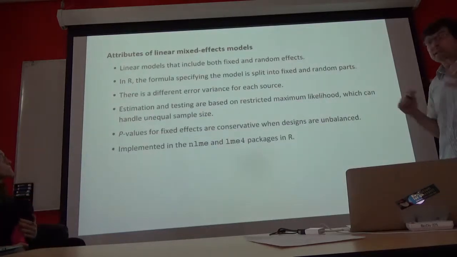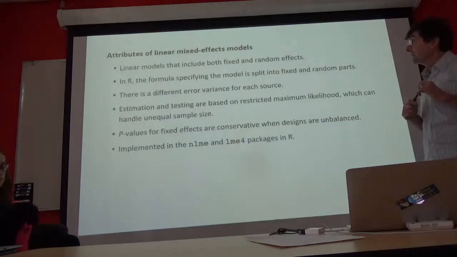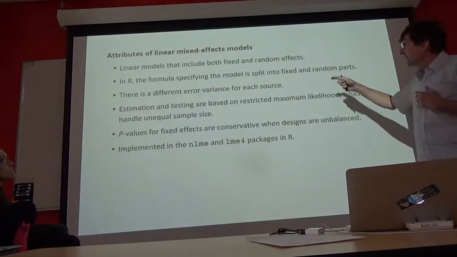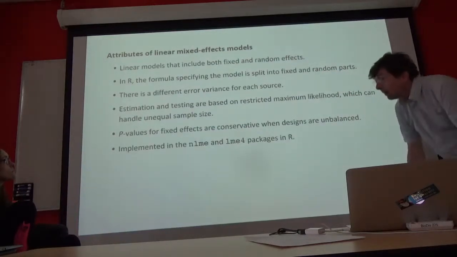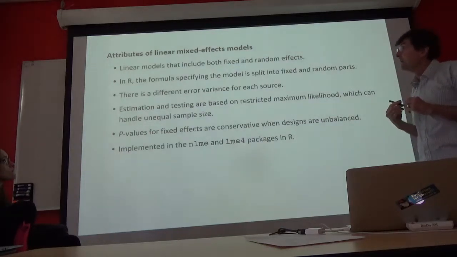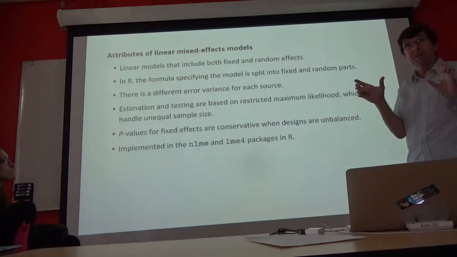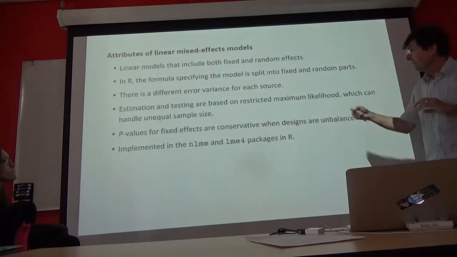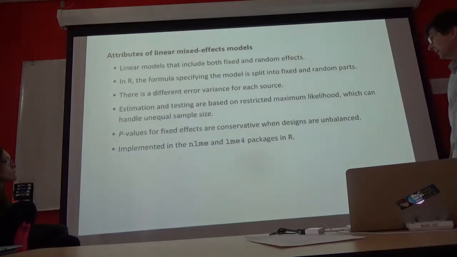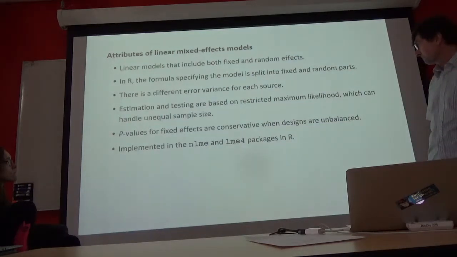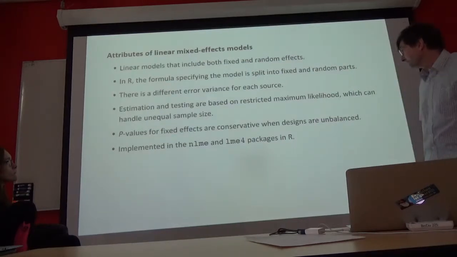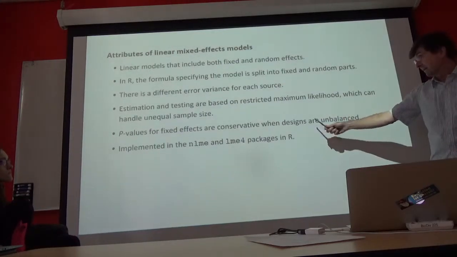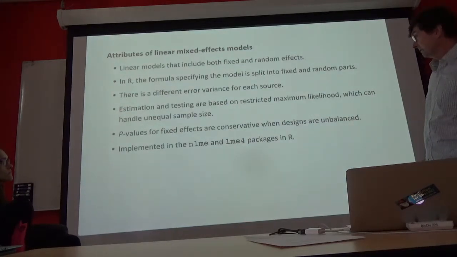Linear mixed effects models is the most recent jargon for these kinds of models, because models with random effects usually include both fixed and random effects. And having fixed and random effects means that there are different layers associated with the random and the fixed components, and when you specify the model, you actually specify a random part and a fixed part. And I'll show you how, and there's a different error variance for each source of randomness. The method used for estimating and testing is based on restricted maximum likelihood, and that's the reason that unequal sample sizes can be handled when they could not before, and you need computers to do this. As I mentioned, when designs are unbalanced, the F statistics are still approximations, and what that does is it makes the p-values that you get conservative, which is better than the reverse.